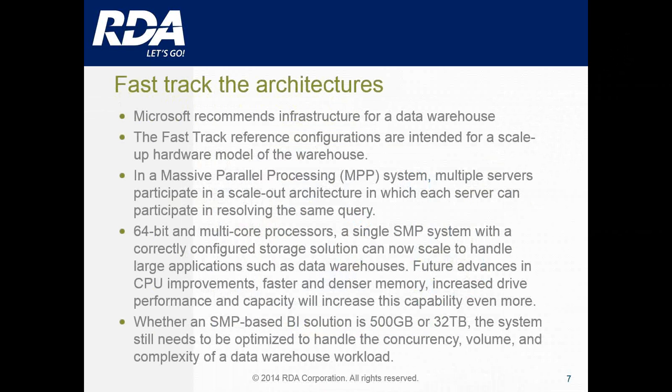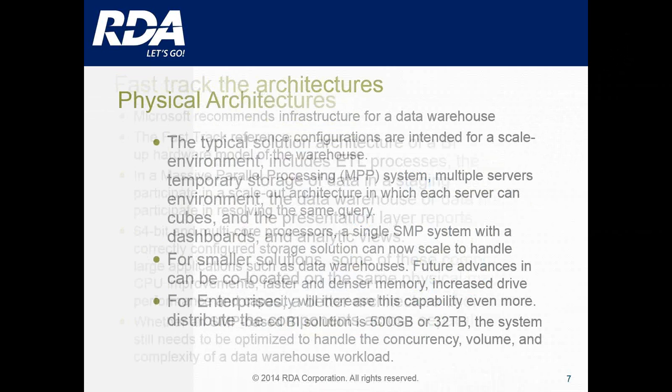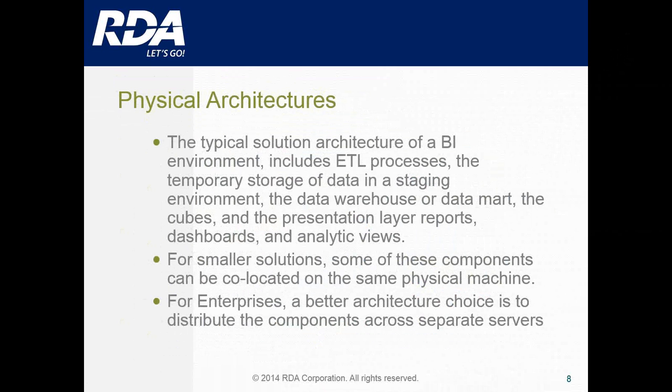Basically, whatever your BI solution size be, whether it's relatively small or whether it's much larger, the system still needs to be optimized to handle the concurrency, the volumes, and the complexity of the data warehouse workload. This in turn leads us to the physical architecture that we're talking about. How do we support all of these needs? It has to be able to scale up, it has to be able to scale out, it has to be able to handle the different kind of needs.